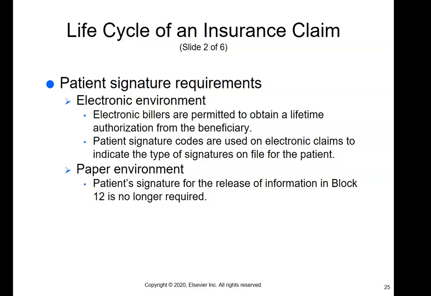Patient signature requirements. With the electronic environment, electronic billers are permitted to obtain a lifetime authorization from the beneficiary. The patient signature codes are used on electronic claims to indicate the type of signature on file for the patient. And in the paper environment, patient signature for the release of information in Block 12 is no longer required.